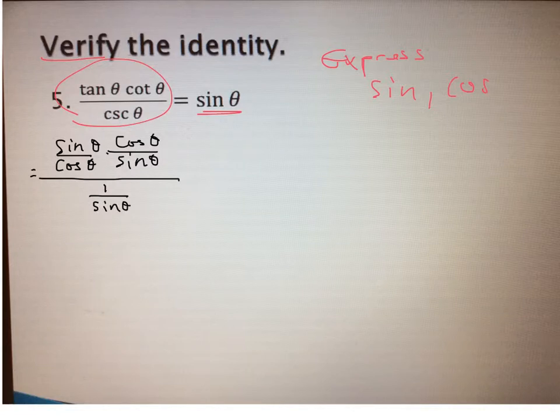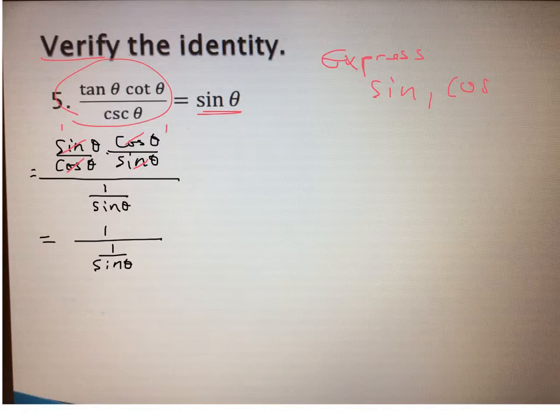So it's a little bit of a mess right now, but if you notice, some things are going to start to cancel. Sine over cosine is going to divide to 1, and cosine over cosine is going to divide to 1. So let's rewrite that. So we have 1 in the numerator, all divided by 1 over sine of theta.